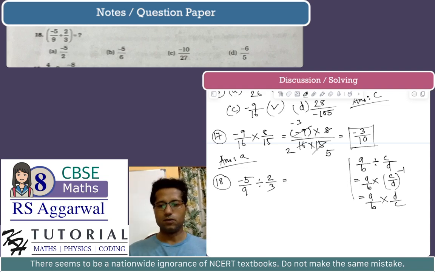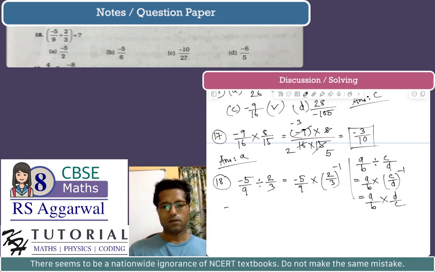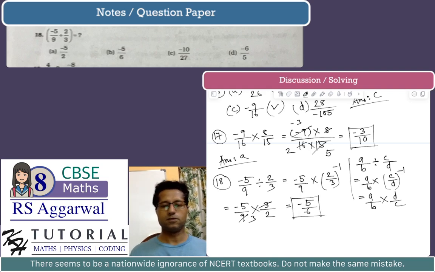So this will be equal to minus 5 by 9 multiplied by the multiplicative inverse of 2 by 3. The multiplicative inverse of 2 by 3 is 3 by 2. So now if I do cancellation, 3 divides 9 by 3, this is equal to minus 5 by 6. This is the result. So the correct choice is B.